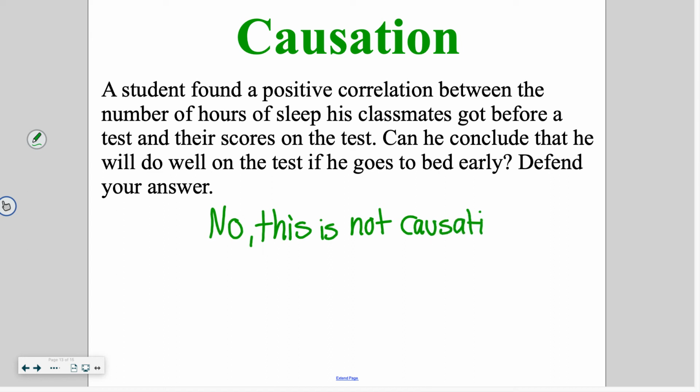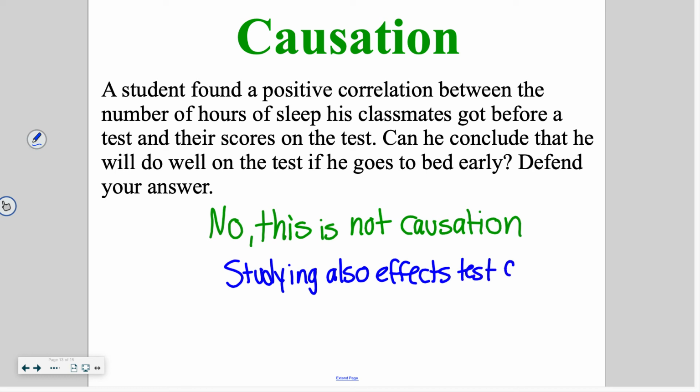What it means by defend your answer is you need to give some reason that this might not happen. This is saying that the only reason you do well on a test is because you go to bed early. So a defense of your answer could be that studying also affects test grades.